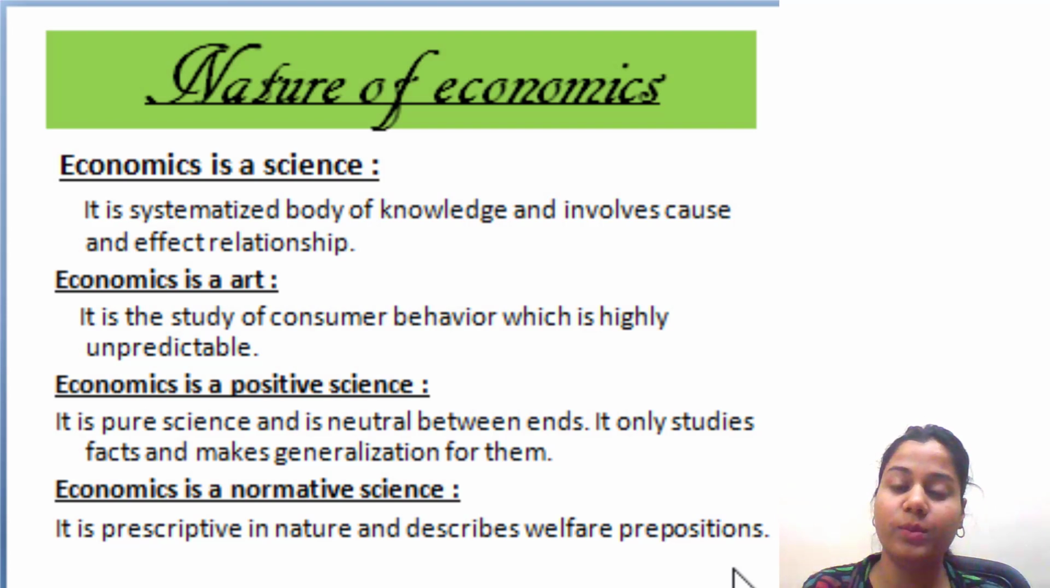The next is economics is an art. What is art? Art is nothing but practice of knowledge. Economics is the study of human behavior which is highly unpredictable. Economics is a positive science. Economics is a pure science as it does not pass any value judgments. It is based on cause and effect relationship. Economics is a normative science as it is prescriptive in nature and it talks about welfare prepositions. For example, what should be the national income of a country? What should be the total product of a country?